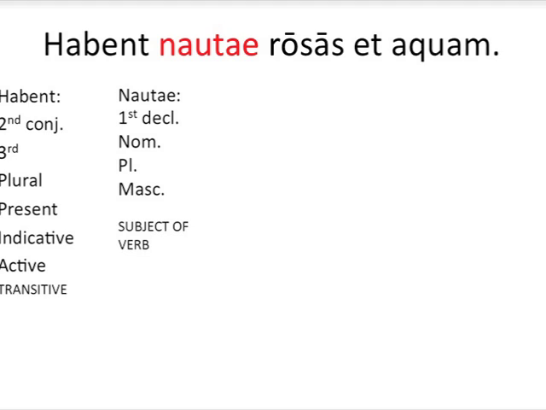The next word is nautai. Nautai is a first declension noun. It's nominative and plural and masculine. Now remember, this is just Chapter 2 review, so we haven't had the other cases. We're only working with nominative and accusative. Because it's nominative, it must be the subject of the verb. That means that it must also agree with the verb in number. And so here we see it's nominative plural, and we see that the verb is plural. That's just great.